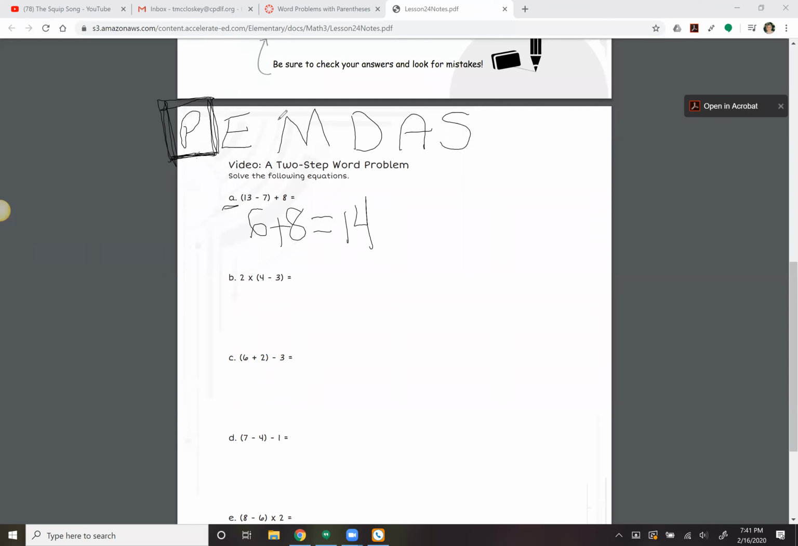14. And then we'll get into these later, but just keep this in mind. Please excuse my dear Aunt Sally. And always remember to start with the parentheses first. All right, pause me to solve B, C, D, E, and then come back to check.